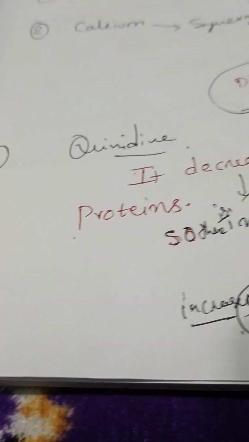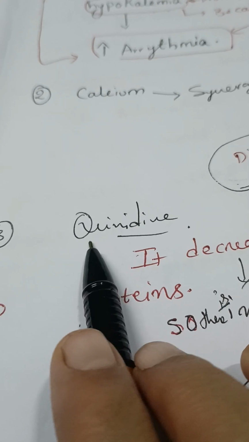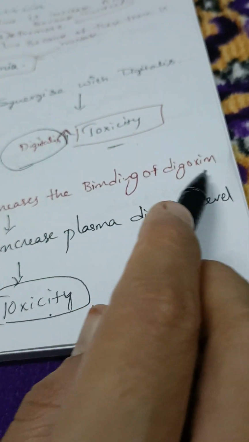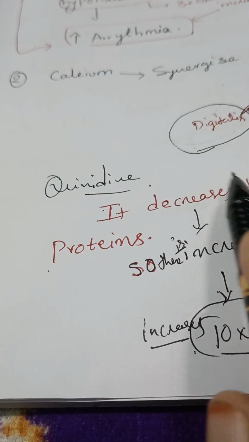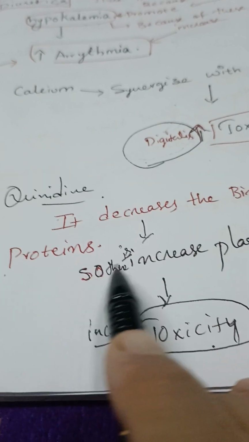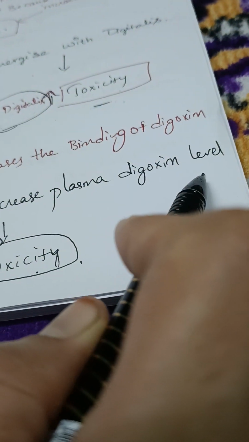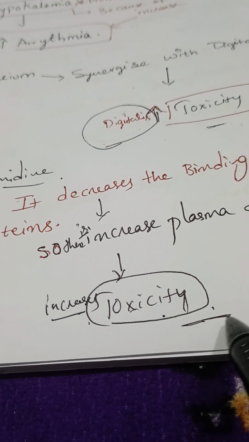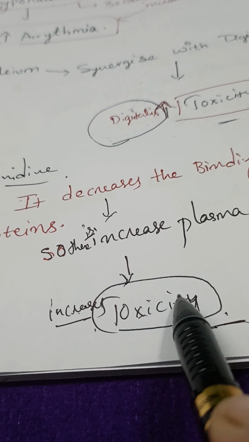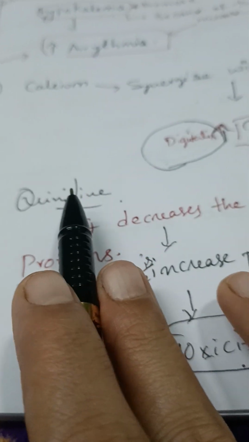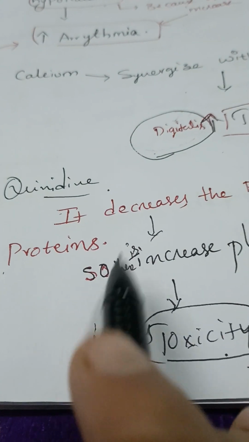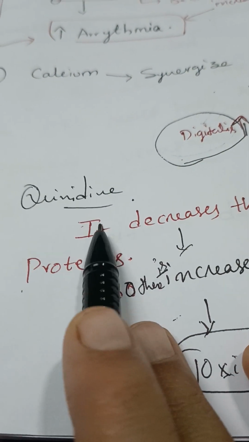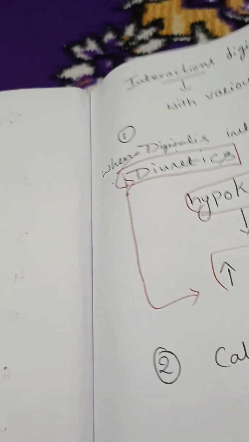What is the third interaction? Here, the drug digitalis interacts with quinidine. It decreases the binding of digoxin to proteins. Because of this decreased binding of digoxin to proteins, there is an increase in plasma digoxin level, which increases the toxicity. That's why we don't give digitalis with quinidine. This is the third interaction of digitalis.